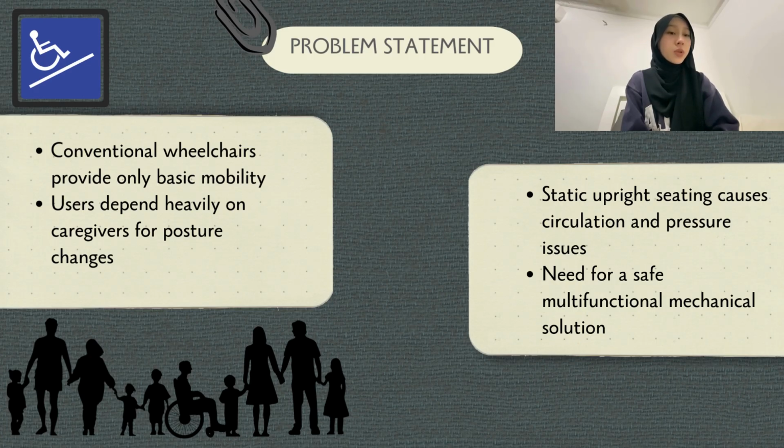Another significant problem is the physical strain placed on caregivers and healthcare workers. Manual lifting and posture adjustment require repeated physical effort, which can increase the risk of injury and fatigue. This highlights a gap in existing mobility infrastructure where current wheelchairs do not sufficiently support both users and caregivers. Therefore, the core problem addressed by this project is the need for a multifunctional wheelchair that integrates reclining, standing, and lifting capabilities while maintaining safety and stability.